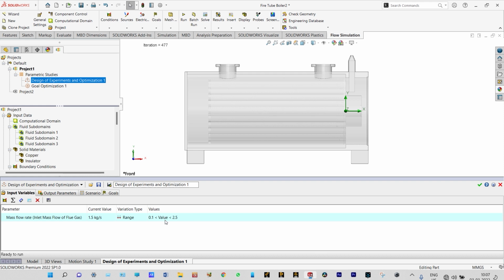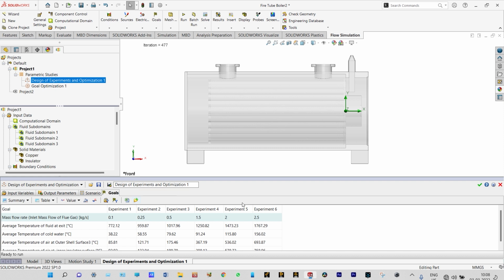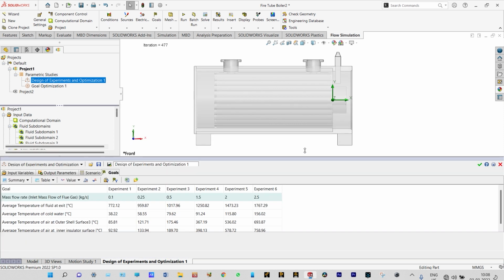That means by varying the mass flow rate of flue gas, we are going to see the difference in other values, right? So we are considering the mass flow rate of hot flue gas in the range of 0.1 to 2.5 kg per second, and with that variation, we're going to see the results. So we can see the results from here. It's the goals, and let us view it from here.